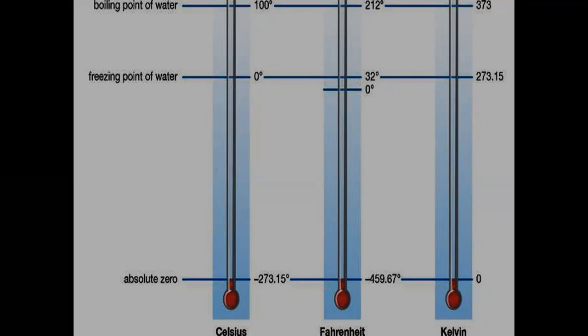The Fahrenheit scale is founded by Gabriel Daniel Fahrenheit, and it is named after him. On the scale, the ice point is minus 459.67 degrees Celsius and the steam point is 212 degrees Celsius.